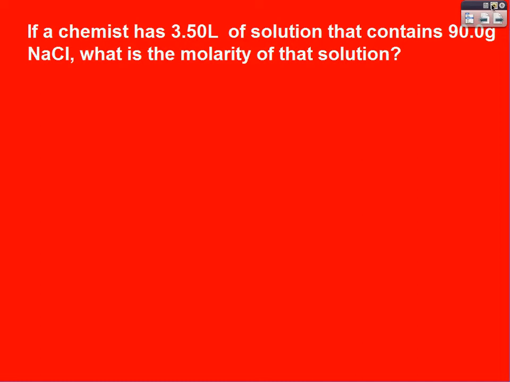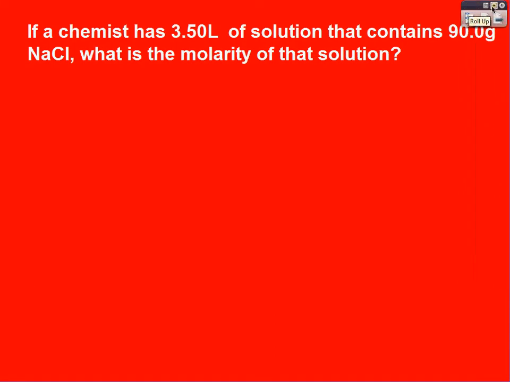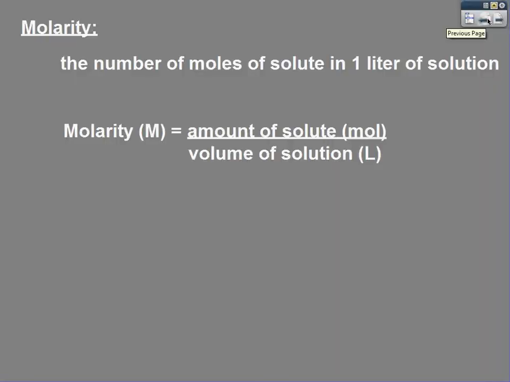All right, if a chemist has 3.5 liters of solution that contains 90 grams of sodium chloride, what is the molarity of that solution? All right, this is a very straightforward one. Much like last test, get everything labeled, figure out what you're looking for, and that'll help you along your way. All right, so 3.50 liters. You only have 3 variables. You got moles, you got liters, and you got molarity.